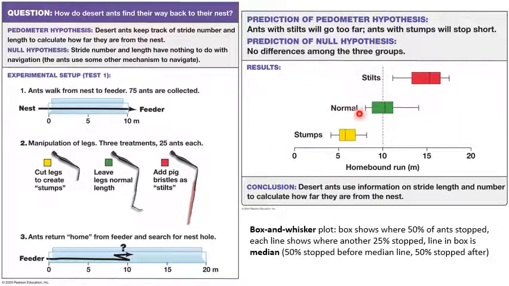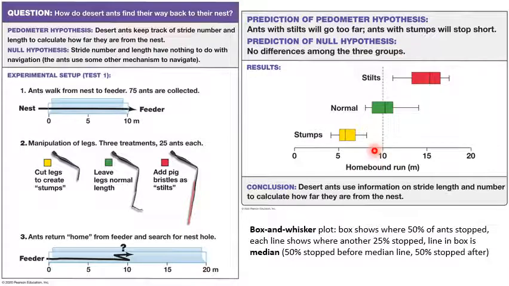Here's the group 2 ants, the normal ants, and you find that they start zigzagging to get to the nest at 10 meters out from the nest. So right here compared to the nest over here at the 20-meter mark. Then the group 3 ants that had stilts or the bristles glued to their legs actually kind of overshot, and it was at about 15 meters that they started doing their zigzags. For the ants that had their legs cut in group 1, they started doing the zigzags at only 5 meters.